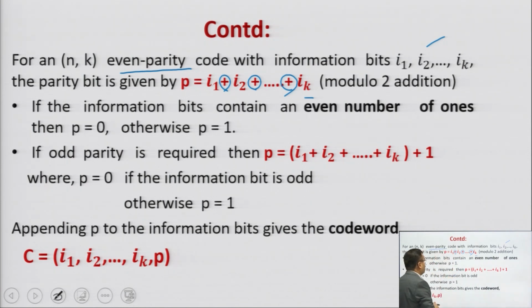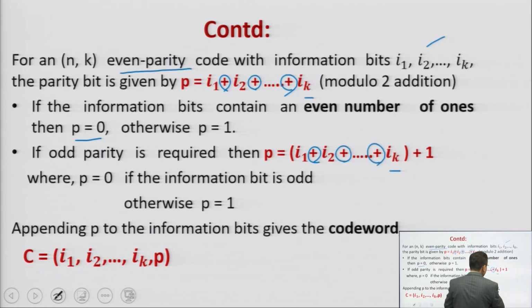So, in this way we can determine the parity bit. If the information bits contain an even number of ones, meaning even parity, then the parity bit will be equal to 0. If not, then P is equal to 1. Similarly, vice versa for odd parity. If odd parity is required, P is equal to I1 plus I2 plus up to Ik, mod 2 addition, plus 1. In this case, if the number of ones is odd, then P equals 0, otherwise it will be equal to 1.